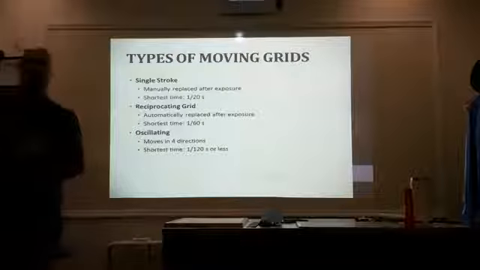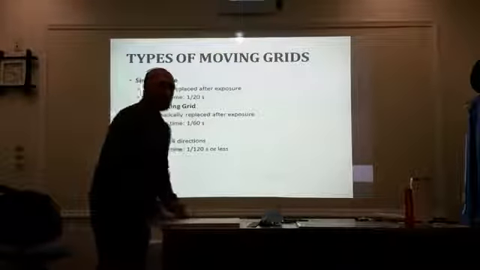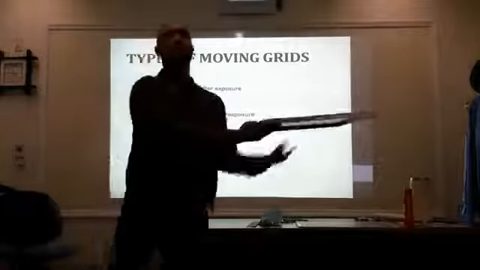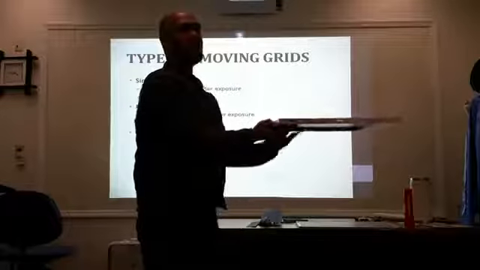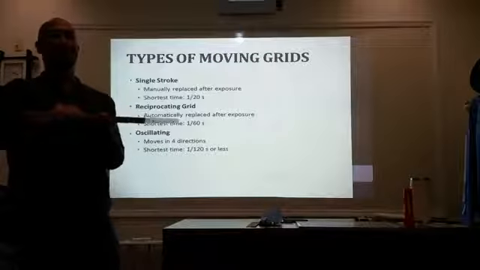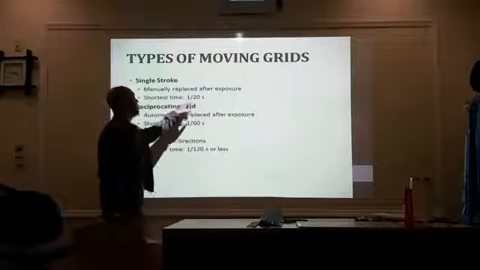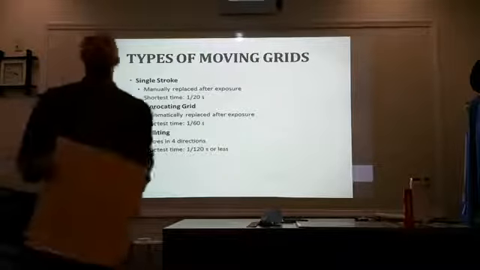There's three different types. You have the single stroke, which means that during exposure, it's going to sweep across the table during the exposure. However, before I can make the next exposure, I've got to put it back into start position. That's your single stroke. Shortest time available is 1/20th of a second. Anything faster than that, it's going to be inefficient. It's not going to work properly.